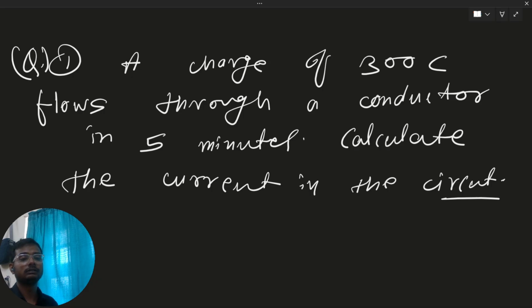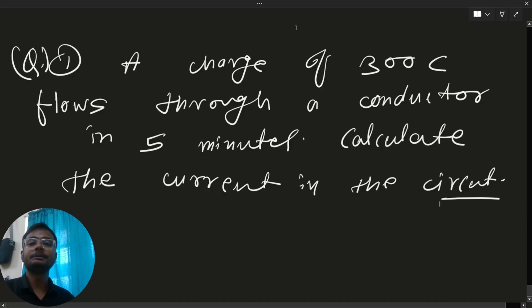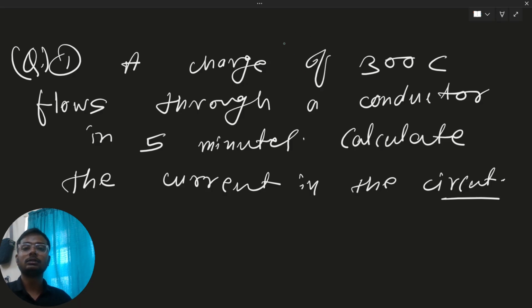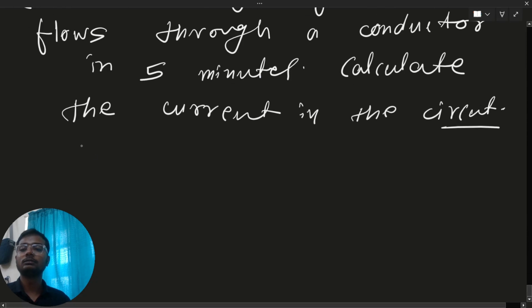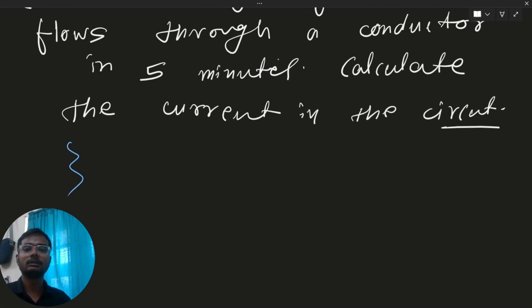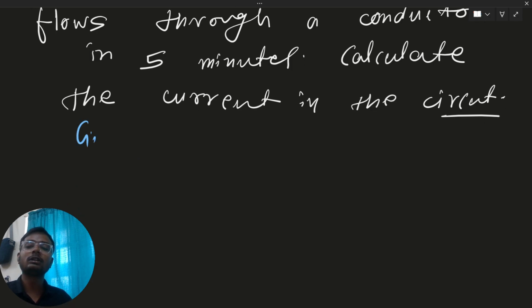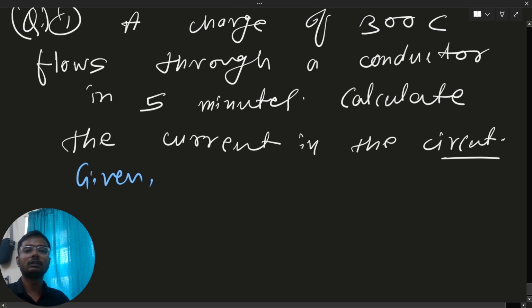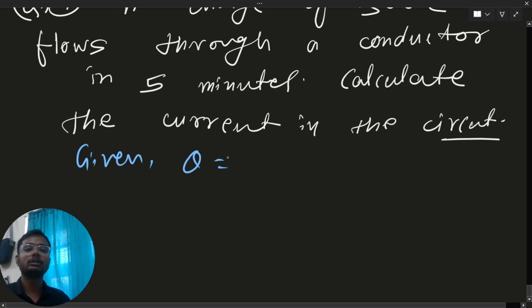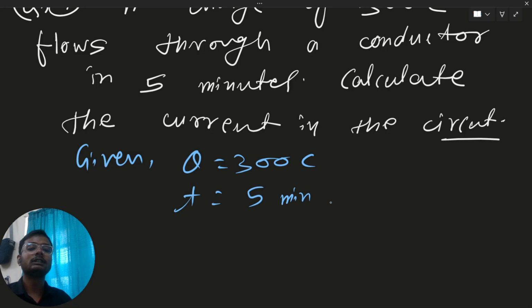Try it first. Try to get the answer. Pause the video and try to do it. If it is not working, then I'll start. Okay, let us start with the solution of this problem. Is this ink visible? I hope so. Okay, let's use this. So what all things are given? Total charge is given, which is Q is equal to 300 coulomb, and time is given, which is 5 minutes. Convert this now, which is 5 times 60, 300 seconds, right?